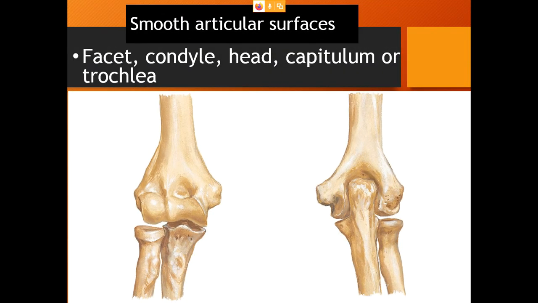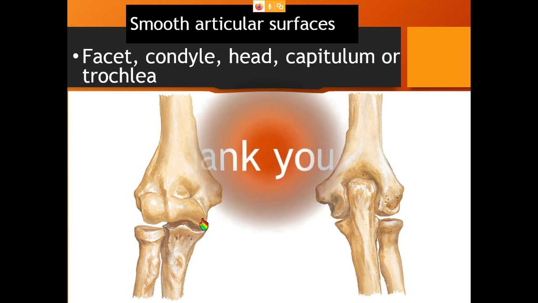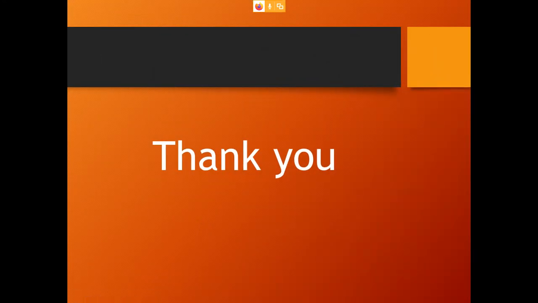Then smooth articular surfaces are involved in the formation of a joint. There the bone surfaces are smooth. They are called facets, condyles, head, capitulum, or trochlea. These are all the names of the smooth surfaces involved in the formation of a joint. That is about the anatomical terms.